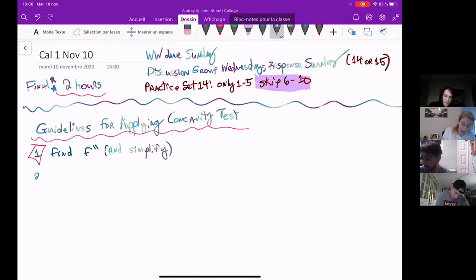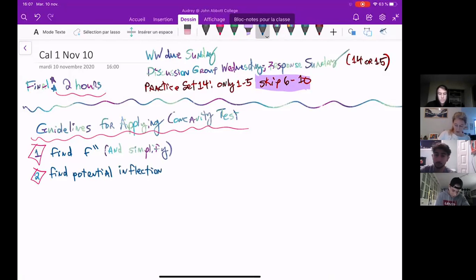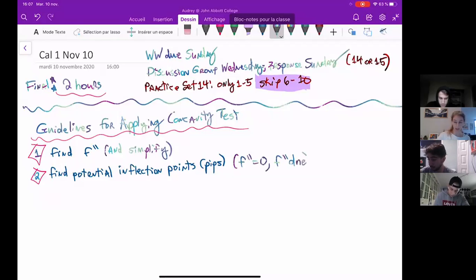The next step is to find potential inflection points. So potential places where the function changes concavity and is continuous. Which from now on, we're going to be calling pips, potential inflection points. And as we saw last class, these things occur when f double prime equals 0 or f double prime does not exist.